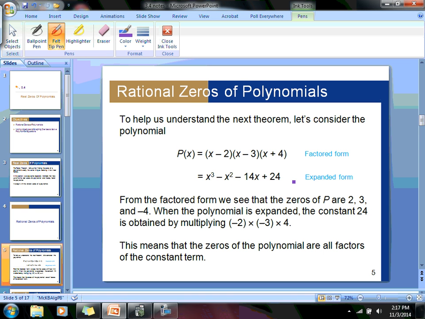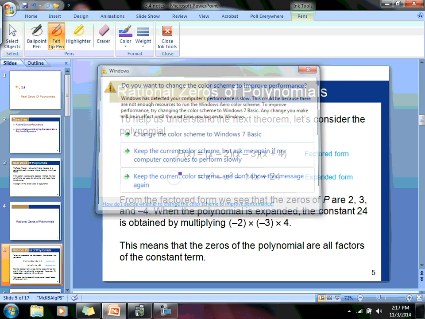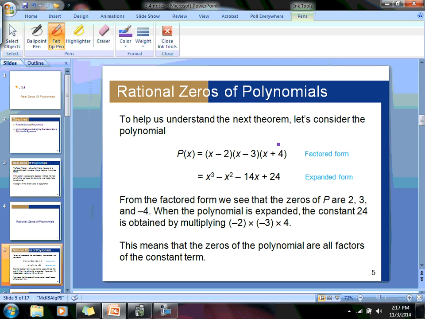Now from the factored form, we can see that the zeros are going to be x equals 2, x equals 3, and x equals negative 4. So those three little sets of parentheses would be what we would set equal to 0 and solve to get our x-intercepts or our solutions or our zeros. And if you take those three numbers, the negative 2 and the negative 3 and the positive 4, and multiply them together, you get 6 times 4, which is 24.